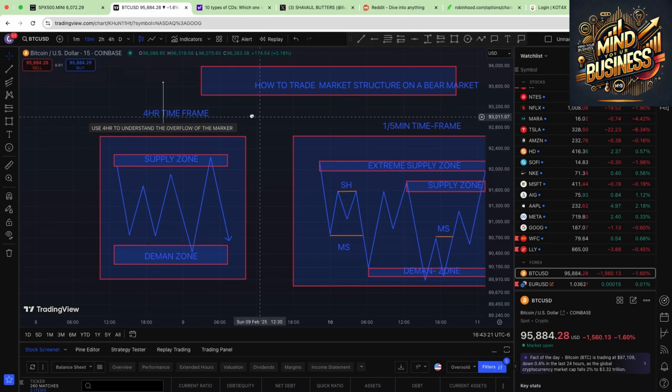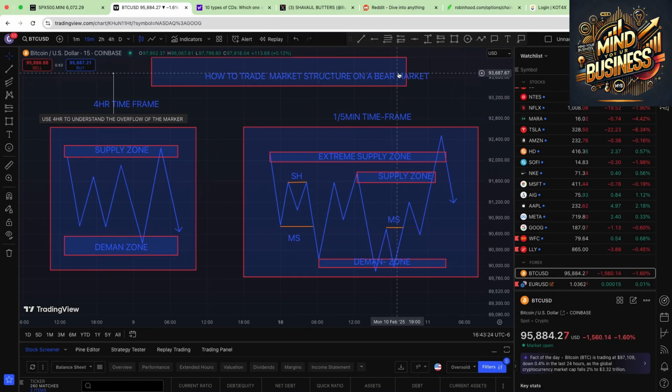Welcome to How to Trade Market Structure on a bearish market. But like always, we catch both the bullish market and the bearish market; we don't really mind. Guys, why is market structure so important to know? Because it provides us with an overall roadmap of price movement. It helps us to identify key structure and resistance, guys.